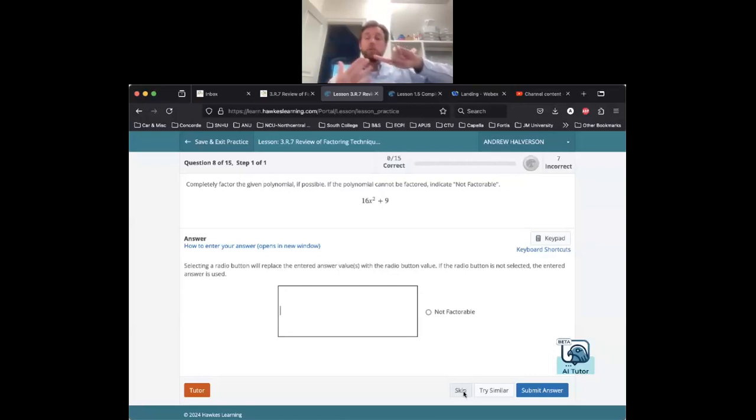Difference of two squares has a checklist with that: two terms, perfect squares, minus sign. It has to have all three of those elements. If it misses one of those, it doesn't apply either. That means you're left with no factoring methods, and so that means what? It's not factorable.